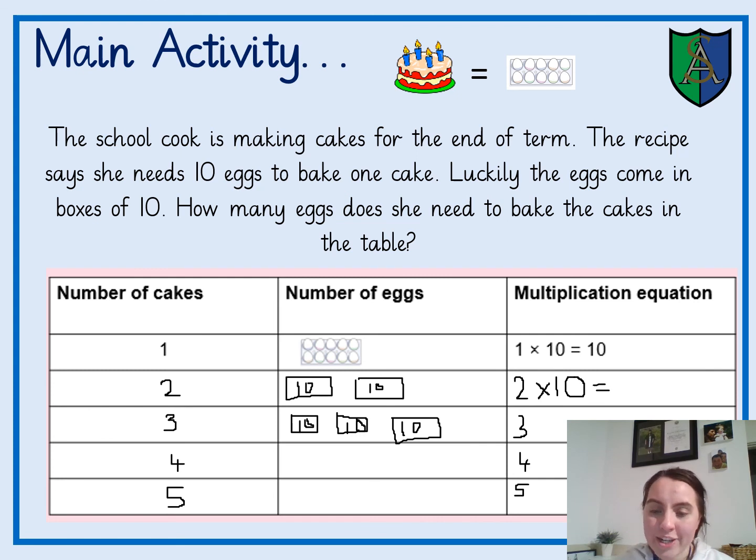And then all I do is I count in tens the amount of eggs I've got in the number of eggs column, okay? So for example, in this one, I've got 10, 20. So my answer will be 20. And then you keep going until you get all the way to the end of your table, okay?